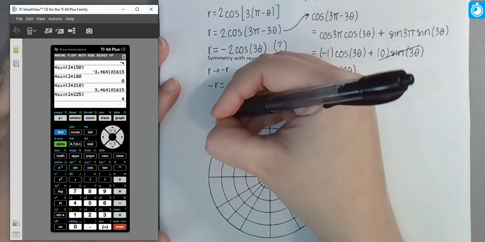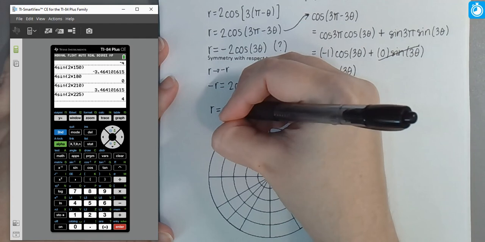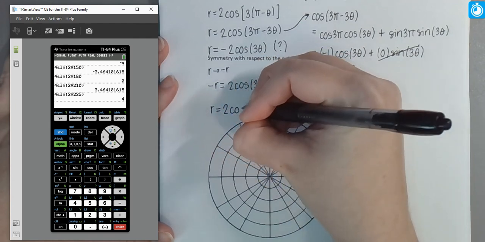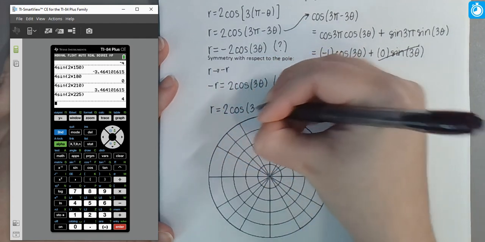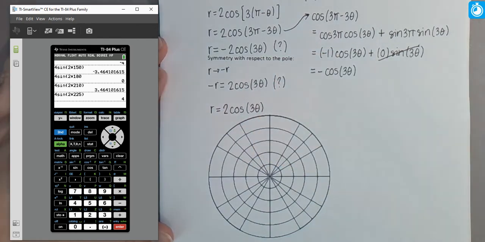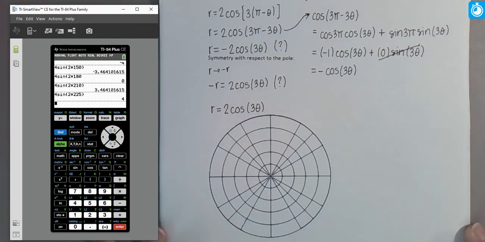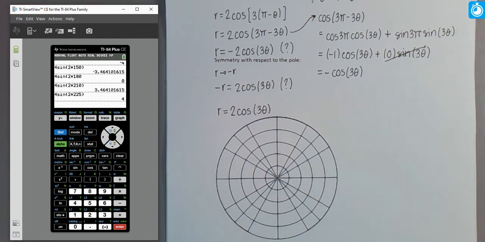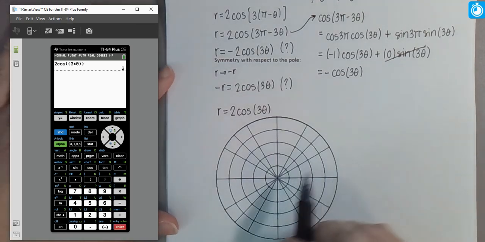Okay, so let me write down our equation. r is equal to 2 times the cosine of 3 theta. We're going to plot points and use our polar axis symmetry. So 2 times the cosine of 3 times 0 radians, starting at 0. Here we go. That's just going to be 2. So at 0 radians, we're at 2.